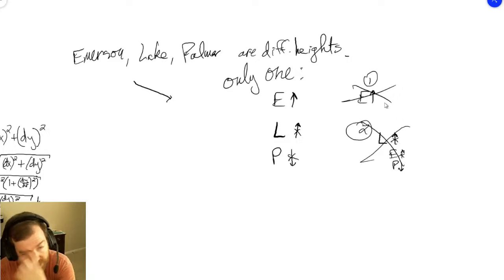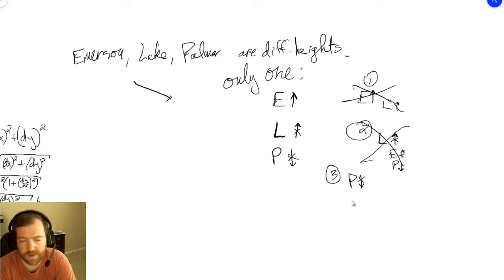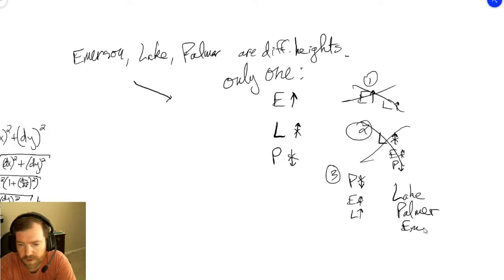Alright, so let's just double check this one. If Emerson is the tallest, then Lake must also be the tallest. So yes, okay, that's wrong. So 3, the only one that can be true is that Palmer is not the shortest. Therefore, Emerson cannot be the tallest, and Lake must be the tallest. Lake, Palmer, Emerson.